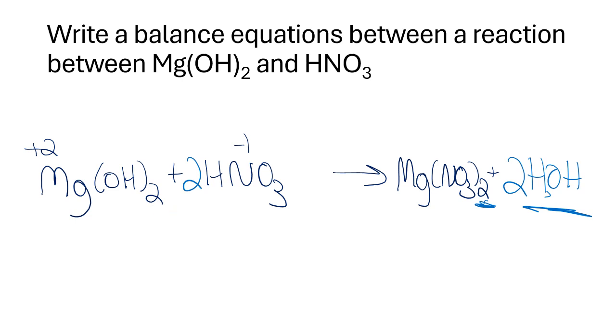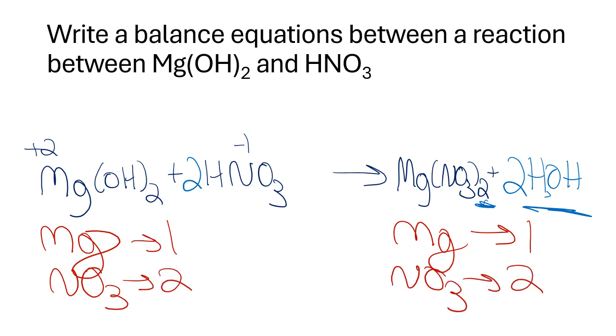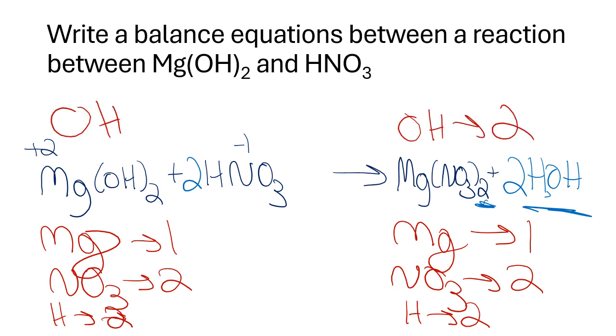So if we're to check to see it's balanced, let's keep the polyatomics together. Magnesium on the left is 1, magnesium on the right is 1. NO3 on the left is 2, NO3 on the right is 2. Hydrogen on the left is 2, on the right is 2, and OHs on the right is 2, OHs on the left is 2.